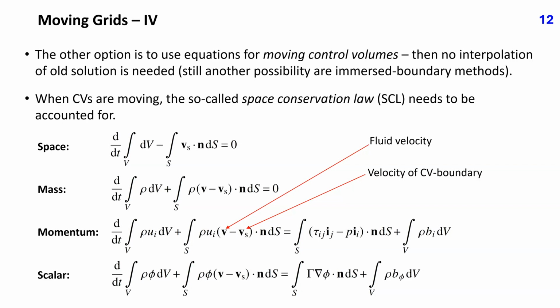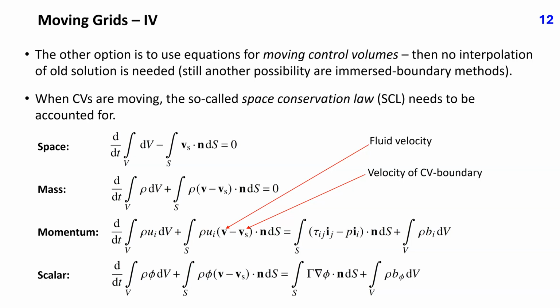The other option is to use equations for moving control volumes. Then no interpolation of old solution is needed. The fact that solutions from different time steps are associated with different spatial locations is taken into account within the rate of change and convection terms. Still another possibility are immersed boundary methods, which were described in slides 11 to 13 of lecture 21.